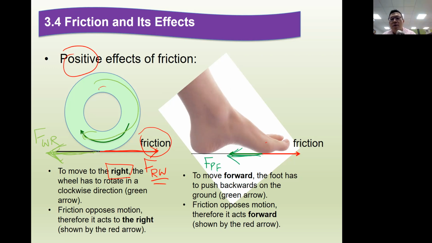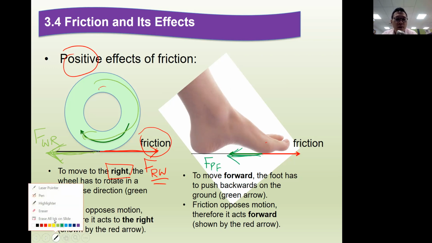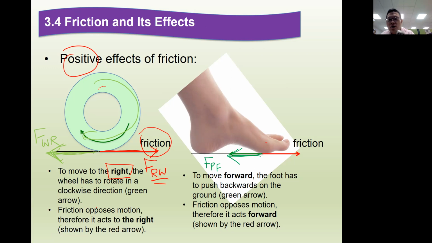And as a result, because of Newton's third law, the floor will actually push our body or our leg forwards. Okay, thanks to Newton's third law, action and reaction. So this will be the floor pushing on the people. Your floor will push your leg forward, and as a result, you are able to walk forward. And this walking is what we call the positive effect of friction.